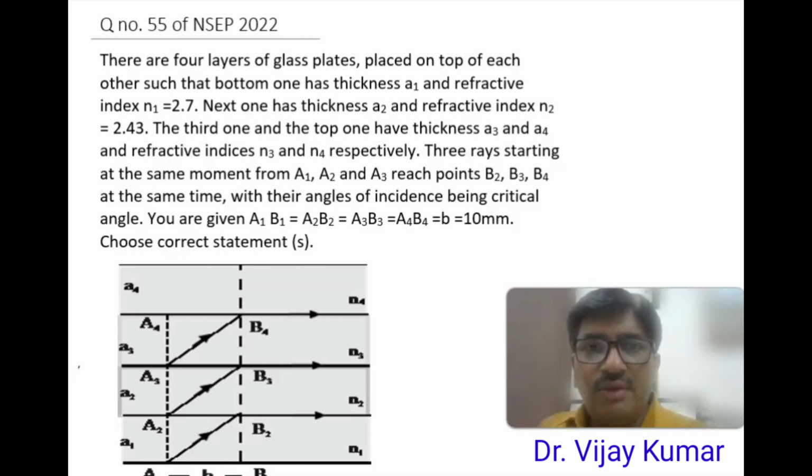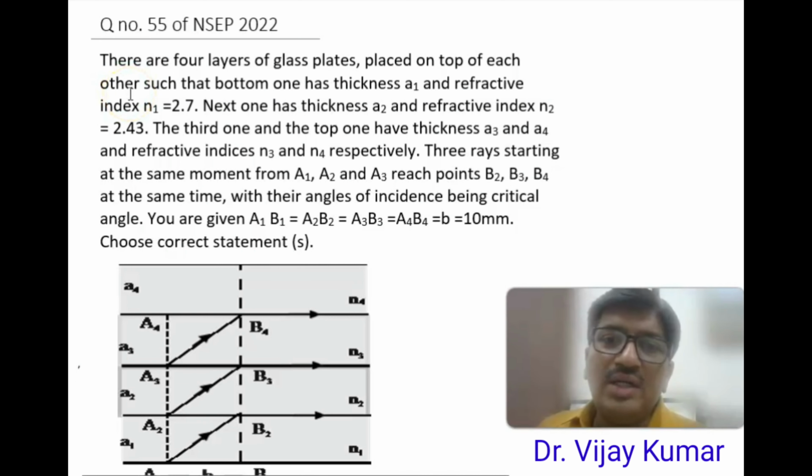Question number 55 of NSEP 2022. There are 4 layers of glass plates placed on top of each other such that the bottom one has thickness A1 and refractive index N1 equal to 2.7. The next one has thickness A2 and refractive index N2 equal to 2.43. The third one and the top one have thickness A3 and A4 and refractive index N3 and N4 respectively.